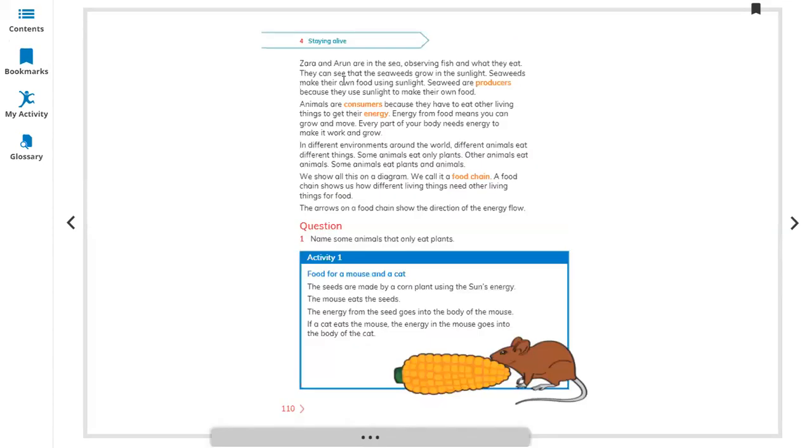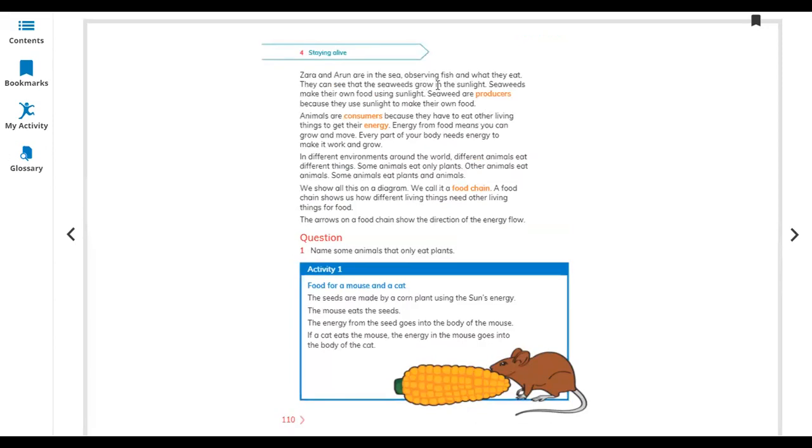Zara and Aaron are in the sea, observing fish and what they eat. They can see that the seaweeds grow in the sunlight. Seaweeds make their own food using sunlight. Seaweeds are producers because they use sunlight to make their own food.